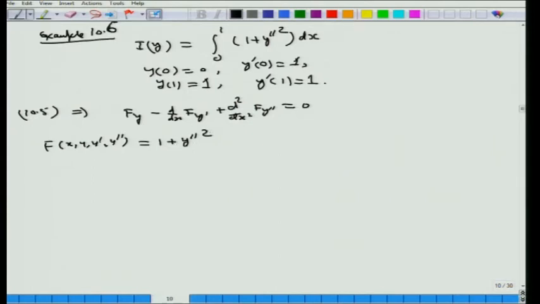this y is not appearing explicitly. So, this term is 0, this term is also 0, only we get y fourth derivative equal to 0, and so we get y of x as, so it should be a polynomial of third degree. So, it should be of the form a plus b x plus c x square plus d x cube. Now, these a, b, c, d will have to be determined by the given conditions.